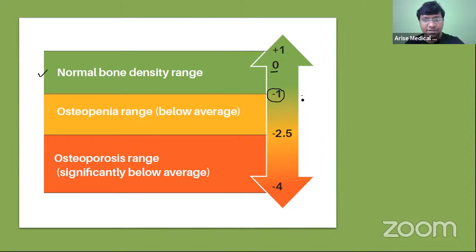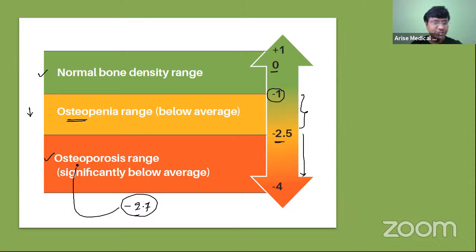If the T-score is between minus 1 and minus 2.5, this is osteopenia, where there is a decrease in bone density. And below minus 2.5 is osteoporosis. Now, what is the T-score of our patient? Our patient's T-score is minus 2.5, so it is clearly suggestive of osteoporosis.